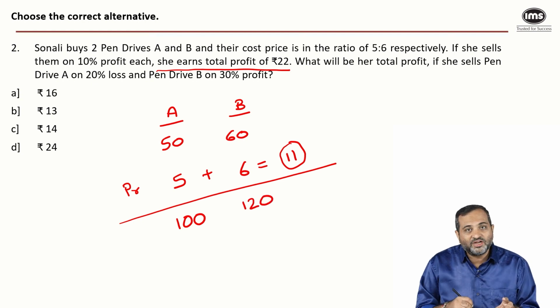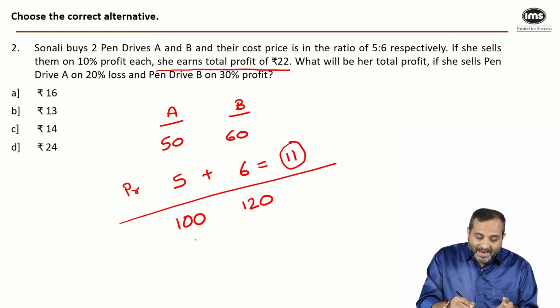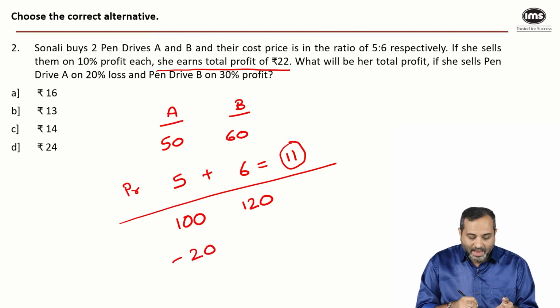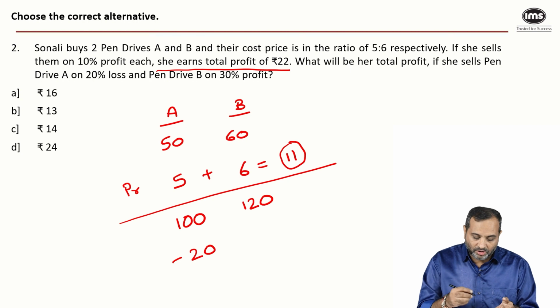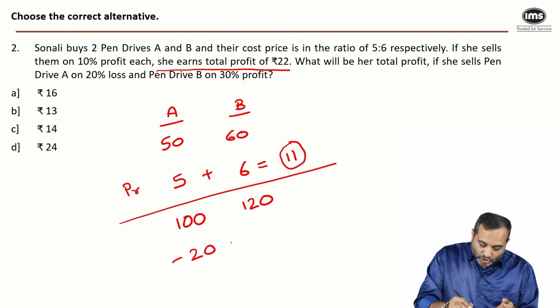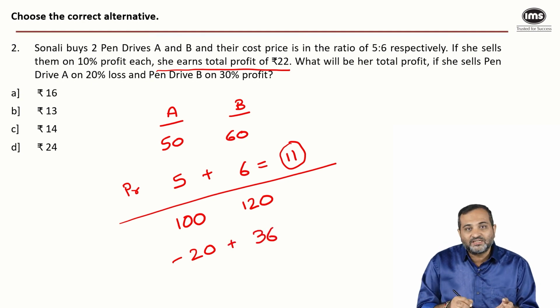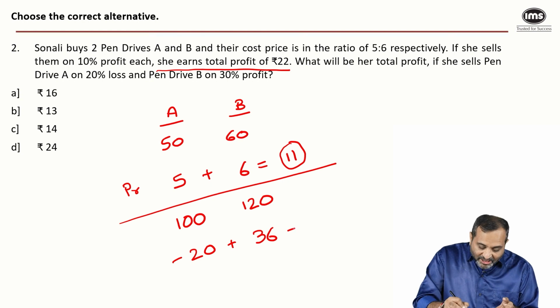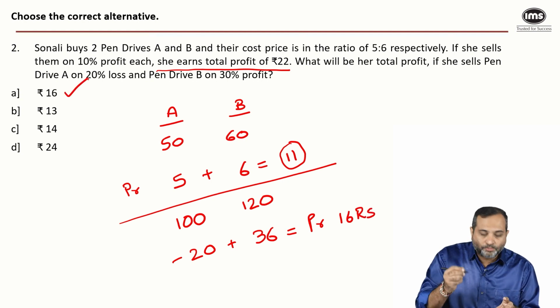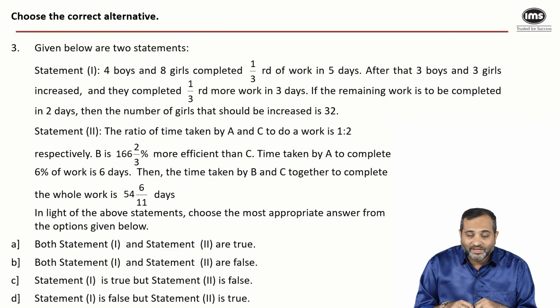So now what does the question say further? What will be her total profit if she sells pen drive A on 20% loss? So A, cost price 100, 20% loss, meaning my loss is 20 rupees, and pen drive B at 30% profit, 30% of 120, 10% is 12, so 30% is 36. So can I say I have made a profit of 36 and a loss of 20? This is equivalent to saying I have made a profit of 16 rupees. Which option is this? This is nothing but option 1. Let's look at the next question.